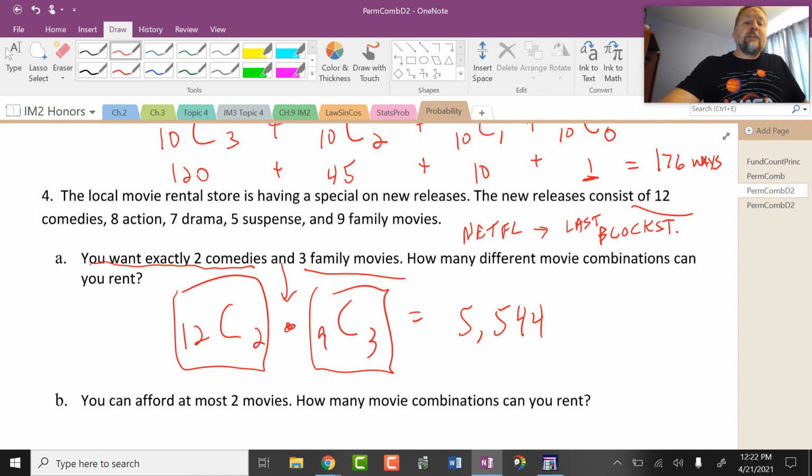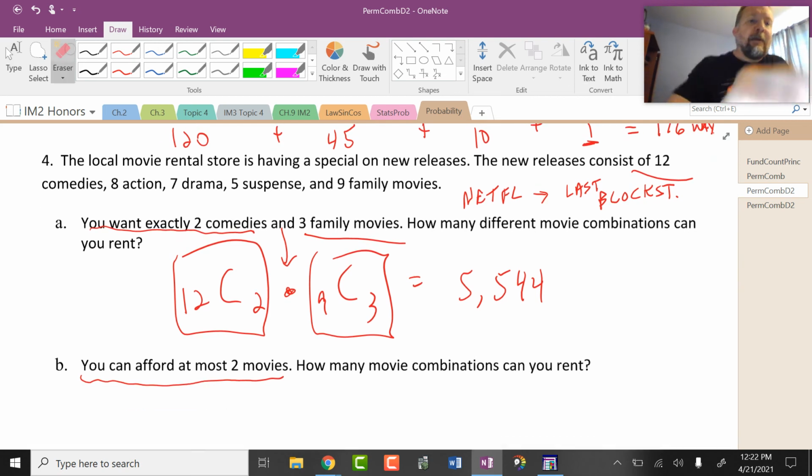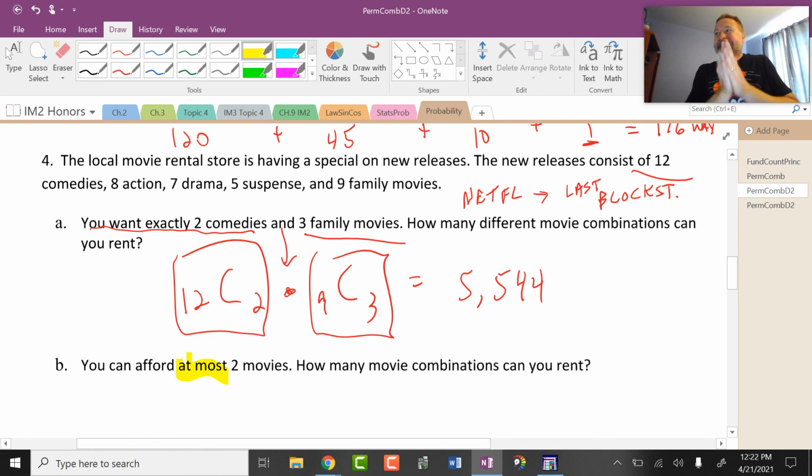Okay, then you go into the movie store, and the word exactly is great there. So you don't have to worry about more than, less than, and so on. You can afford at most. All right. So I remember my seniors really having troubles with the word at most. I mean, it's just English.